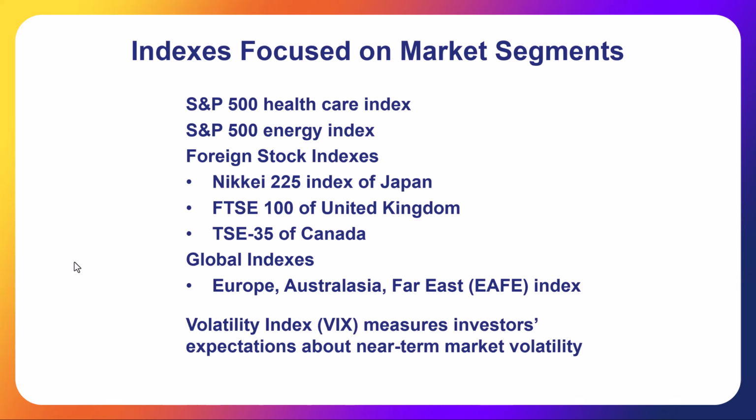We can also look at different parts of market segments themselves. We can look at the S&P 500 Healthcare Index. There are foreign stock indexes, the Nikkei, the FTSE, the Canadian TSE 5. There are also some global kinds of indexes. We can look at Europe, Australasia, EAFE is the Far East index. So there are also volatility indexes. These measure investors' expectations about market volatility.